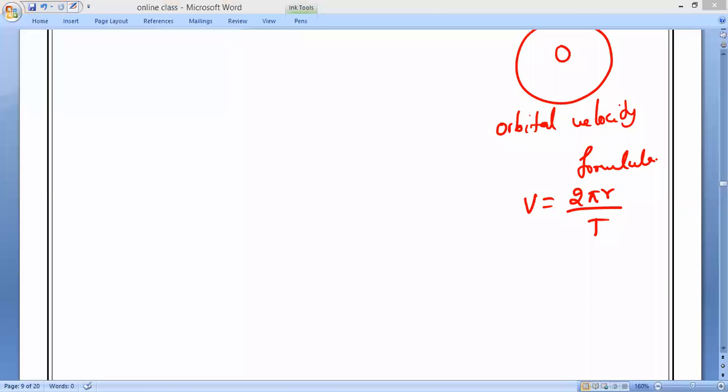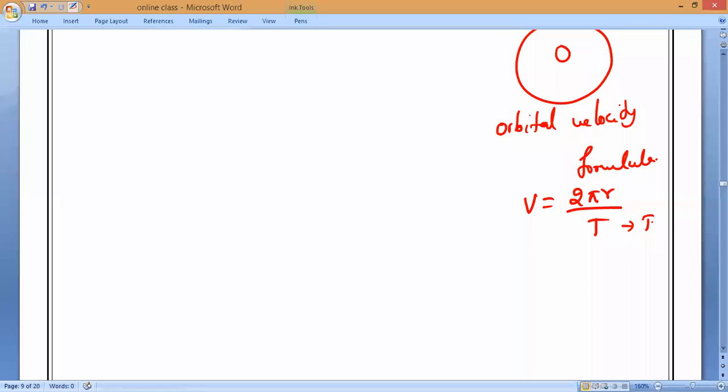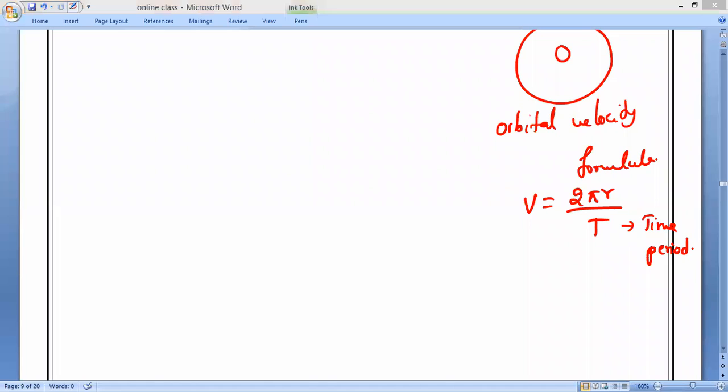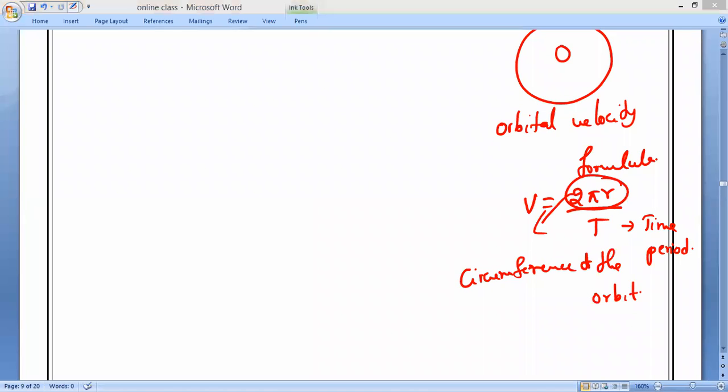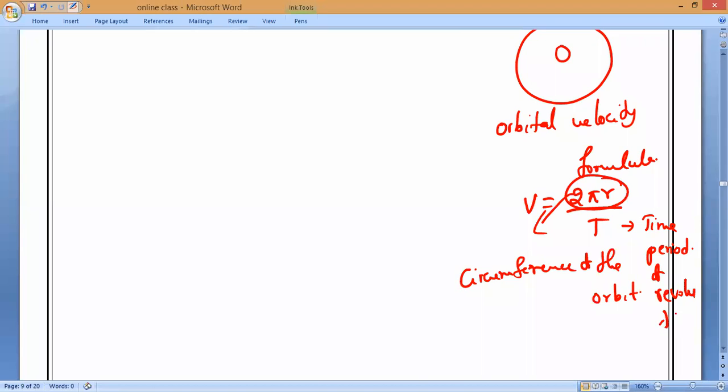Now simply we get 2 pi r by T. Now T is called what here? T is called the time period to revolve. Understand, everybody? And what is the 2 pi r? Circumference, yes, the circumference of the orbit. T means the time period to take a complete revolution, the period of revolution. Revolution means to take one complete rotation.